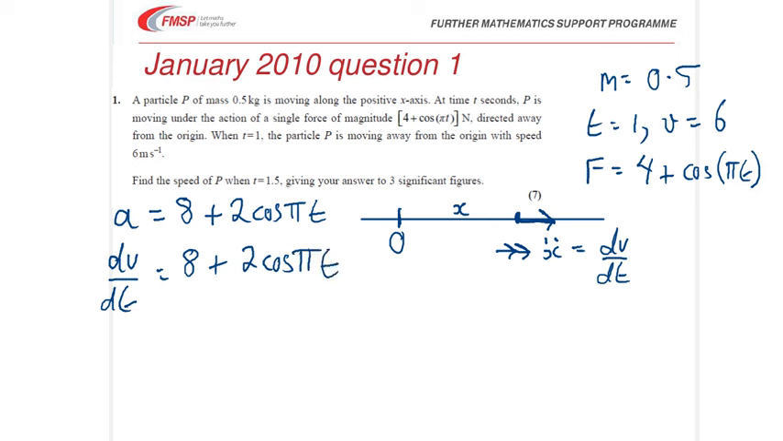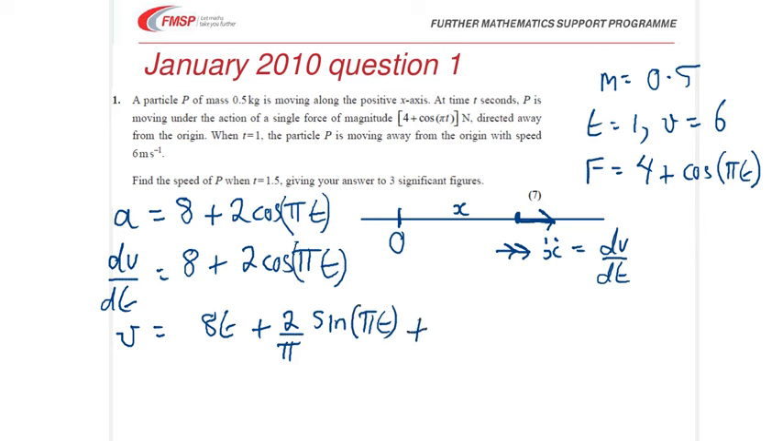And now it's a simple matter of integrating that. So integrating that to get v, we get v equals 8t plus 2 over pi sine pi t. I'll put a bracket on that to avoid any confusion. Obviously, doing it this way, I needed to put a plus c in. I could integrate between limits, but it's just as easy to put a plus c in.